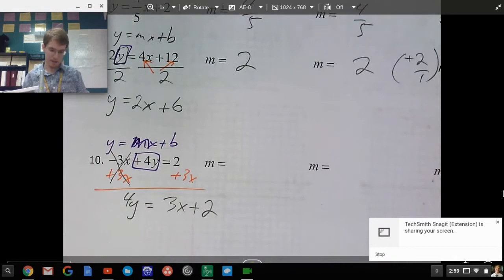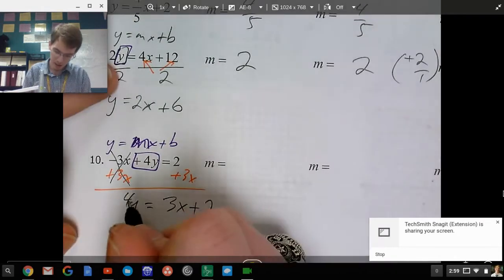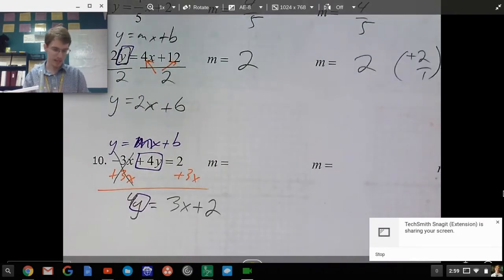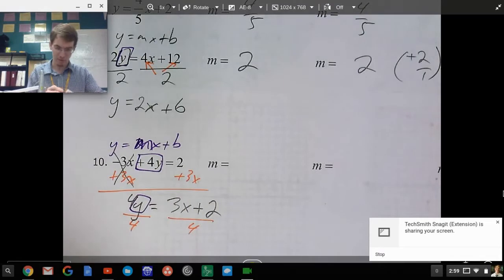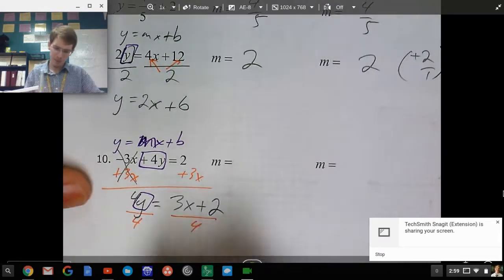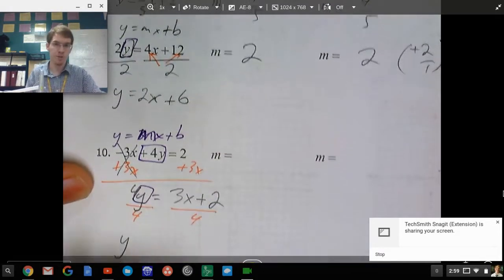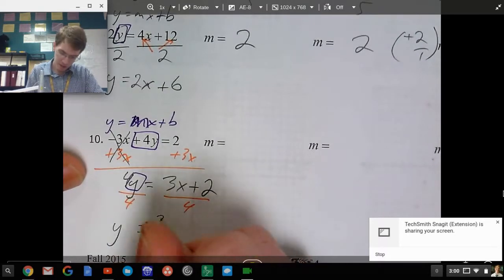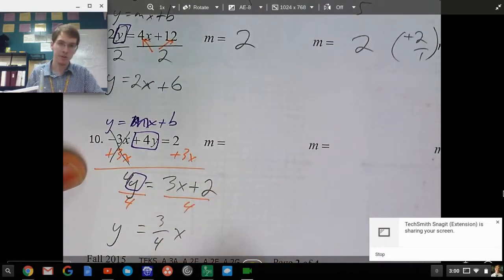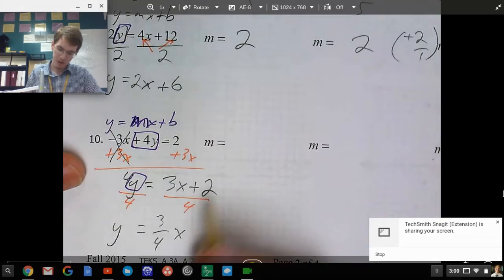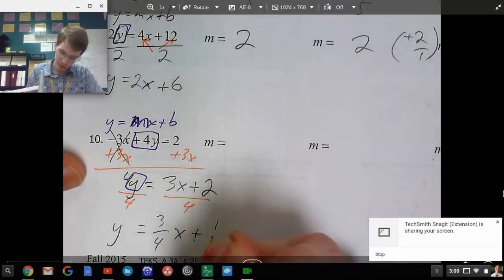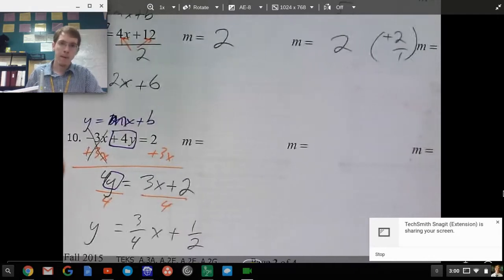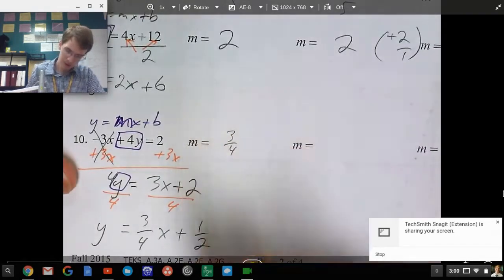Okay, is y by itself yet? We are closer. This is more like that last one. We need to divide by 4. So you need to divide everything by 4. So let's see. 4 divided by 4 is 1, so that gives just y equals 3 over 4. Does that reduce? I don't think so. 2 divided by 4, that does reduce. 2 goes into both of them. So we get 1/2. So the slope is 3/4.